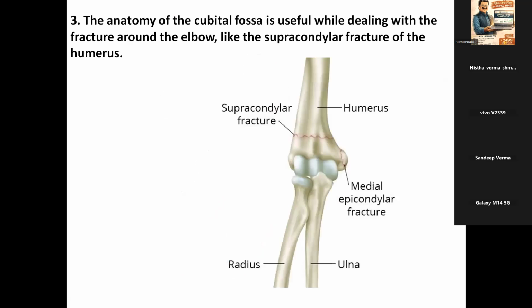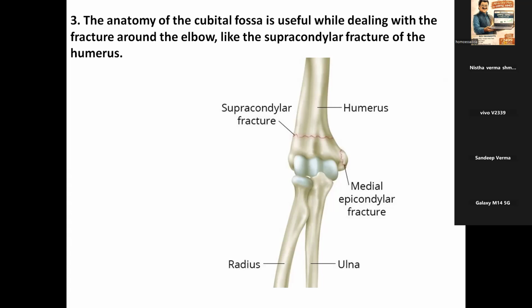And lastly, the clinical anatomy. The anatomy of cubital fossa is of importance because, while dealing with the supracondylar fracture of the humerus, you can see over here the supracondylar fracture of the humerus. It is located in the same area where the cubital fossa is. So to deal with a supracondylar fracture, the anatomy of the cubital fossa is important, right? So that is regarding the cubital fossa.